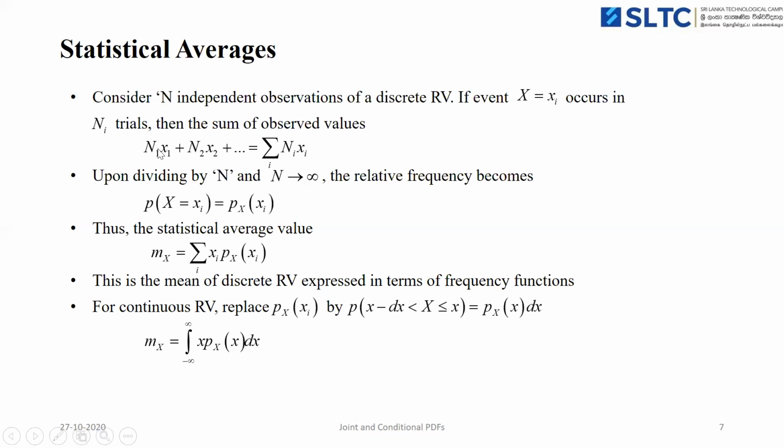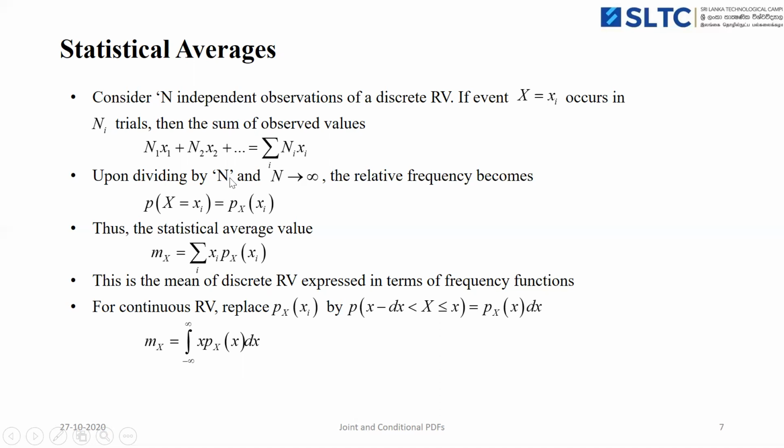So the sum of the observed values is the number of occurrences n1 for the event x1 plus the number of occurrences n2 for event x2, and so on. We can add all these observed values. Then we can find the mean or statistical average by dividing the sum of the observed values by the total number of trials, that is capital N. Here ni is the number of trials for the individual event.